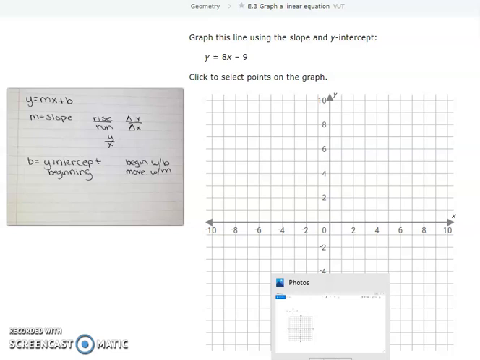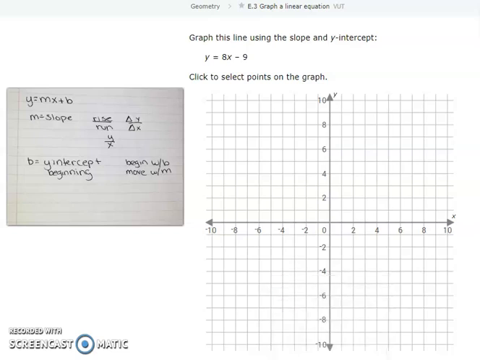Graph this line using the slope and y-intercept. Okay, remember, y equals mx plus b, and we begin with b, or our y-intercept, and our y-intercept is always on our y-axis, and we move with m. So my b is negative 9, so I'm going to plot my negative 9. And it says my slope is 8. So that is 8 as a fraction, 8 over 1. So it's a positive 8 too. So that means I'm going to go up 1, 2, 3, 4, 5, 6, 7, 8 over 1.